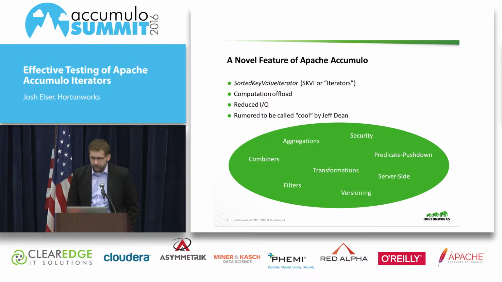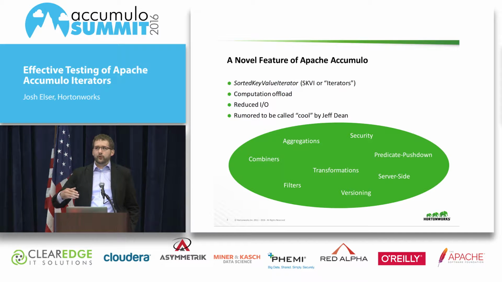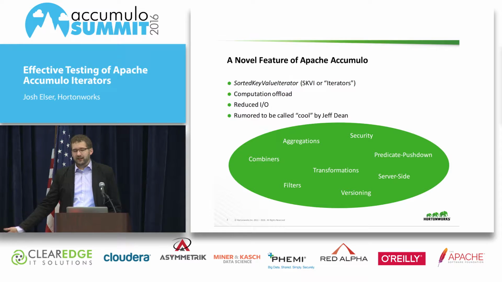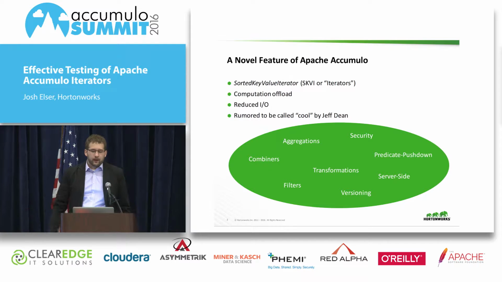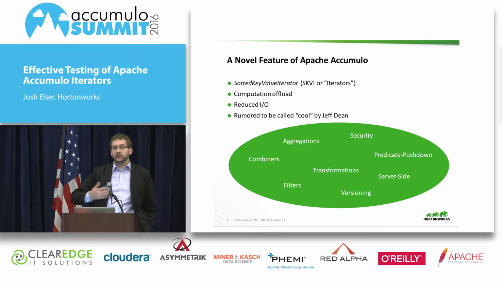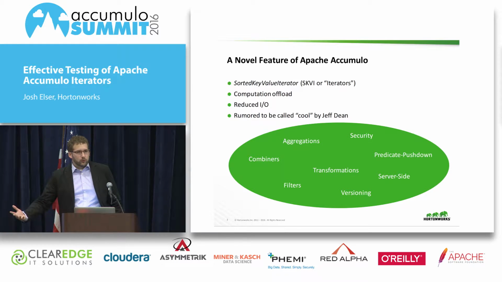So, Accumulo, when you're first talking about it to somebody, you're really hard pressed not to mention iterators. They always seem to come up. They're probably the most prominent novel feature on top of the original Bigtable design, probably second only to cell level visibility. In this presentation, when we're talking about Accumulo iterators, we're really talking about sorted key value iterators. That's a real mouthful, so we'll abbreviate that to iterators.